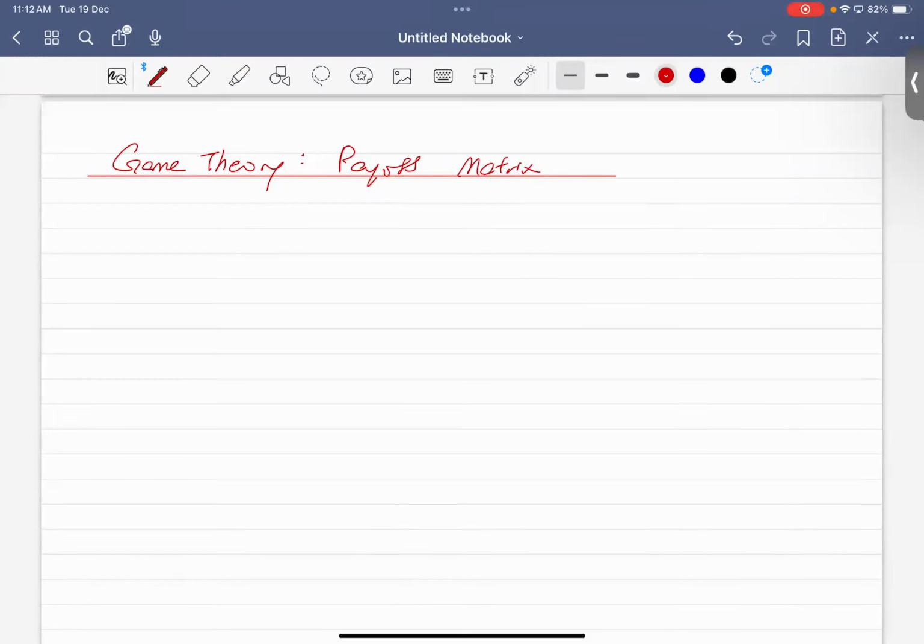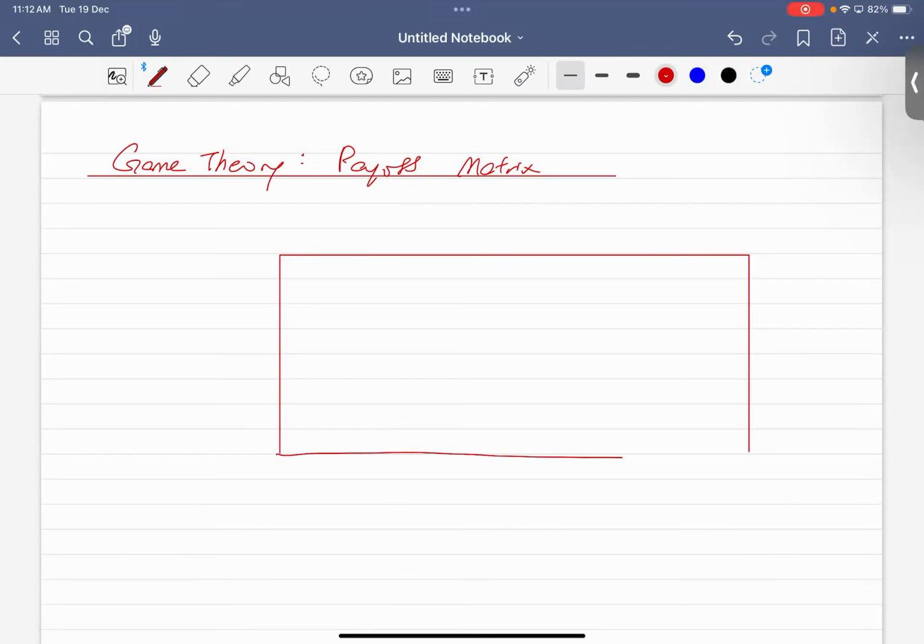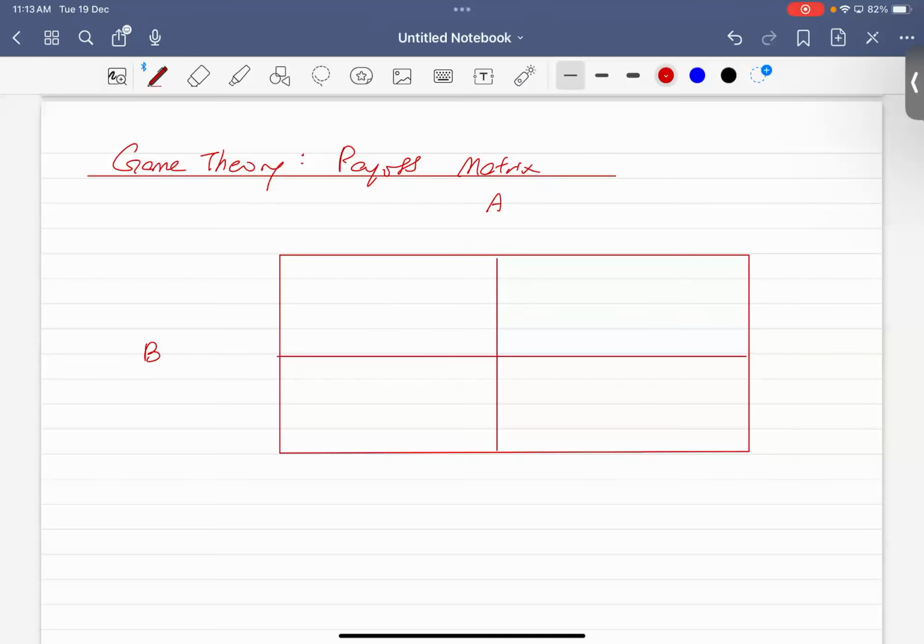Okay, so for example, let's say we look into a scenario in which two persons commit a crime, and they both have been arrested. So now both of them have been put into the interrogation room. So now you have person A and person B.